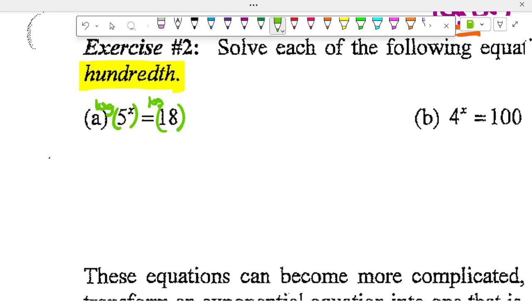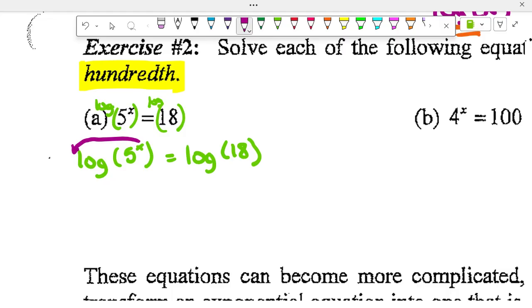Now, I'm writing it up high just for lack of space, but it's really going to look like this. Log of 5 to the x is equal to log of 18. So I took the logs of both sides. Now, what's my next step? Take the x, move it to the front of the log. So we're taking the x out of the exponent. So I have x log of 5 is equal to the log of 18.